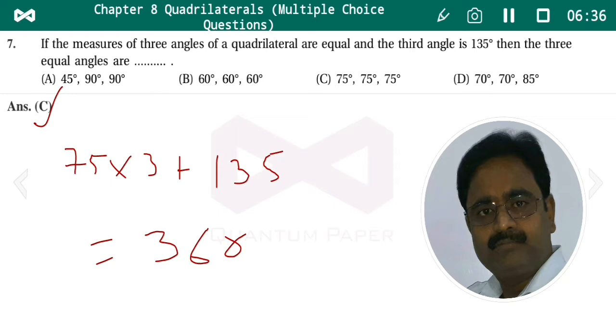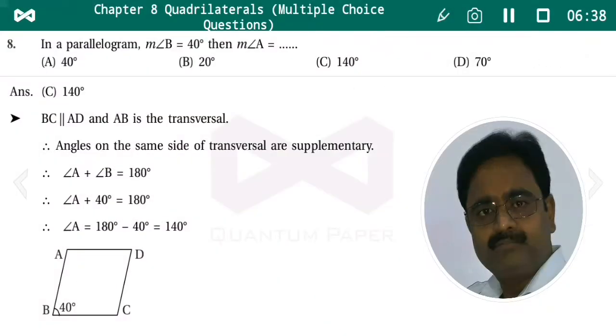Let us see the next question, number 8. In this, just see: in a parallelogram, the measure of angle B is equal to 40 degrees.